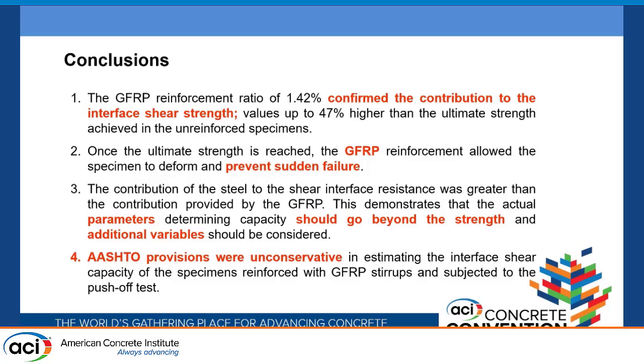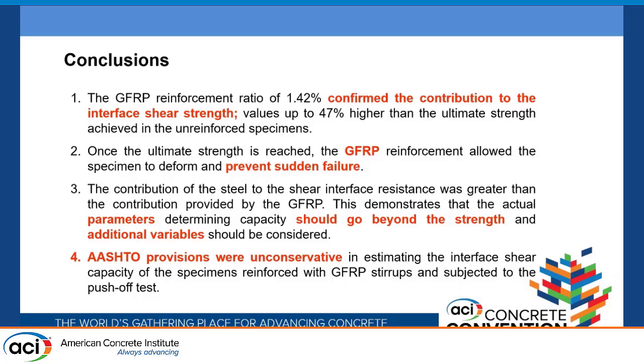So finally, some conclusions. The GFRP reinforcement, in this case the ratio of 1.42%, confirmed the contribution to the interface shear transfer, to values up to 47% higher than the ultimate strength capacity achieved in the unreinforced specimen. Once the ultimate strength is reached, the GFRP allows the specimen to deform, and this is very important, to prevent sudden failure.